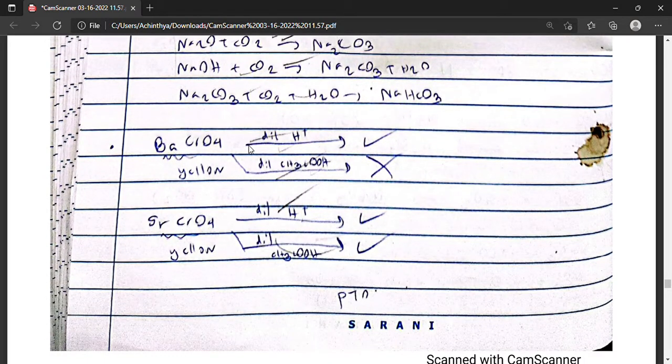Barium chromate and strontium chromate are both yellow. How do we differentiate them? We cannot do so with dilute acids because they both react with dilute acids, but we can do so with dilute acetic acid because barium chromate does not react with dilute acetic acid while strontium chromate does.